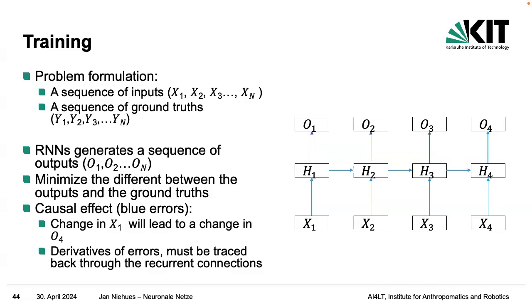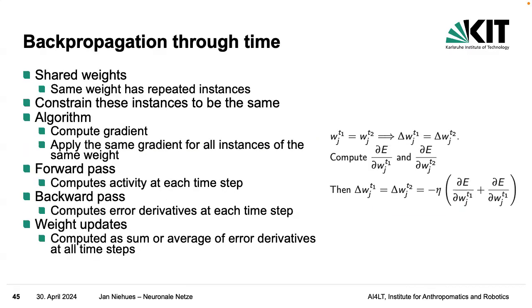You're sharing the weights. So the weights between X1 and H1 are the same as the weights between X2 and H2 and so on. And that's why you have to jointly update them. If you hear about backpropagation through time, it's again the same idea as before. We share the weights and we have to constrain them to be the same all the time. So we compute the gradients with a forward pass and the backward pass, and then we do the averaging before we do the update.